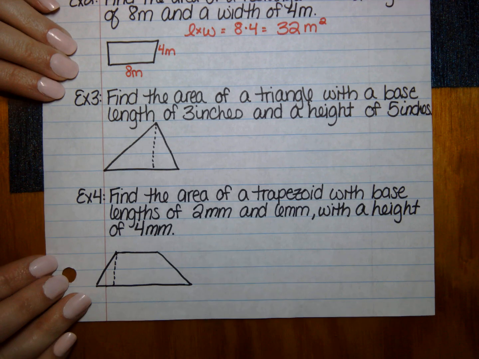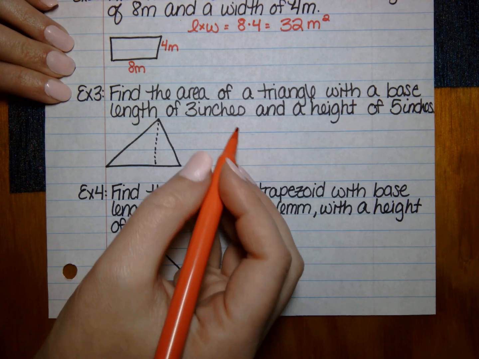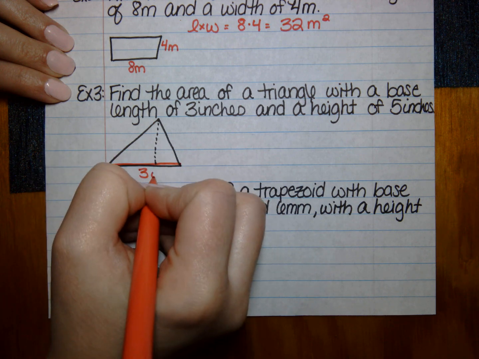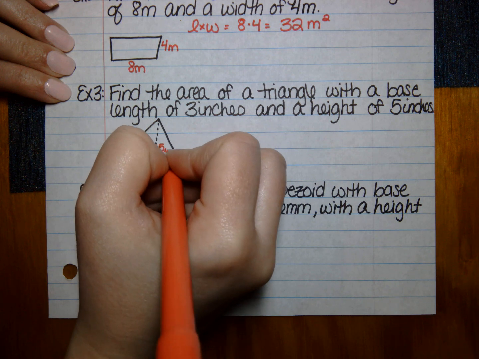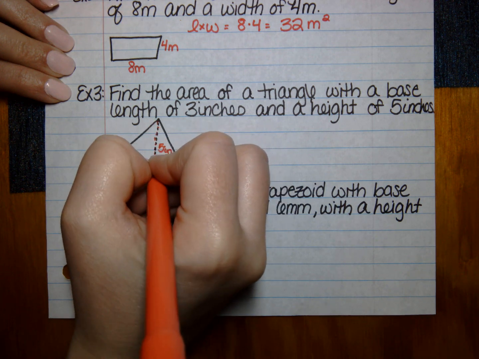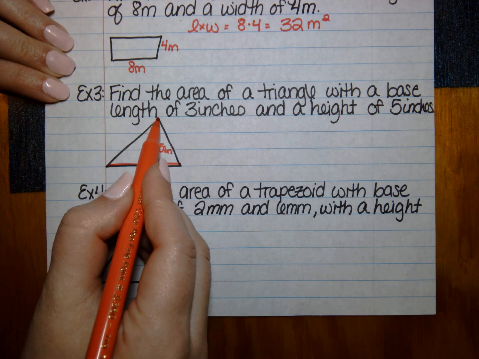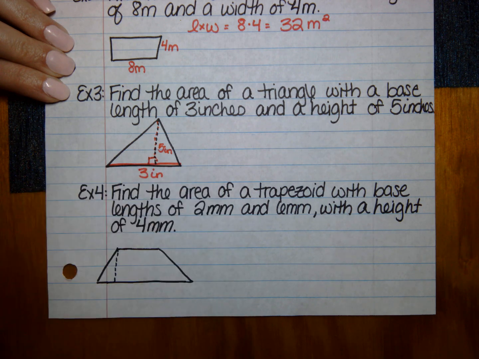If I look at example 3, it says find the area of a triangle with a base length of 3 inches. So this whole length is going to be 3 inches, and it has a height of 5. Usually when they do the height, they give you a little dashed line from the tip of your triangle down to the base. There's also a little right angle because it has to be a vertical line in order to determine your true height.